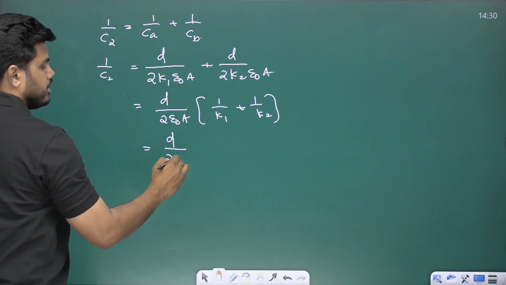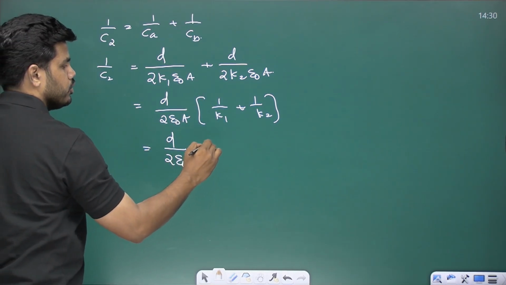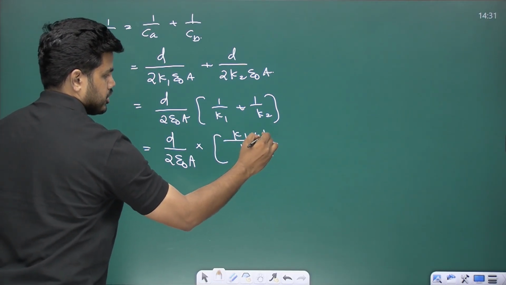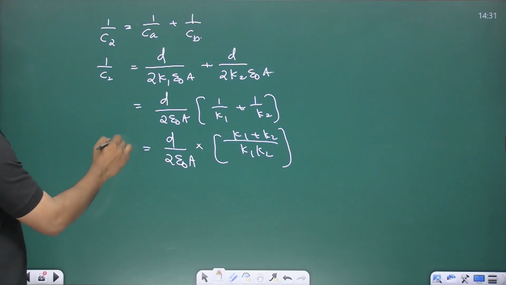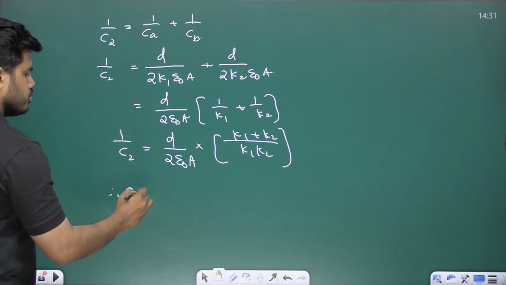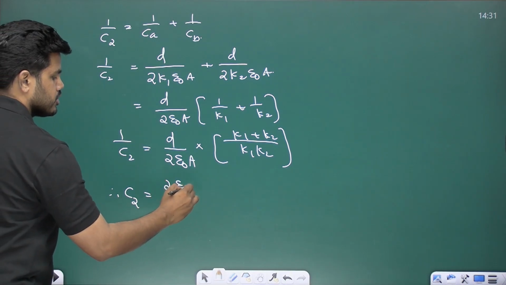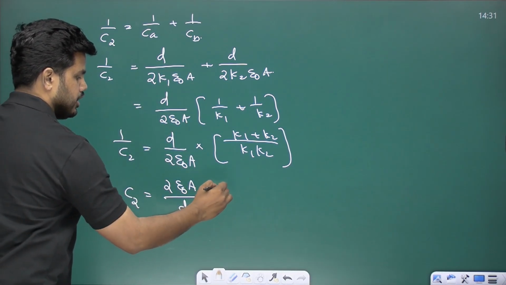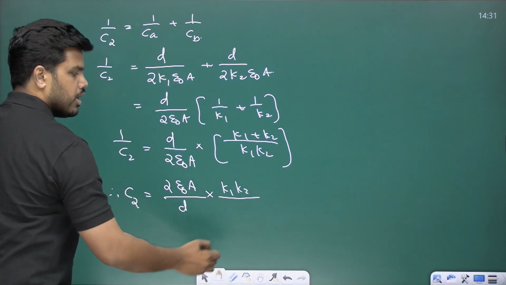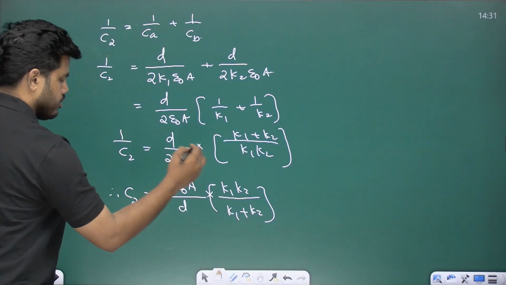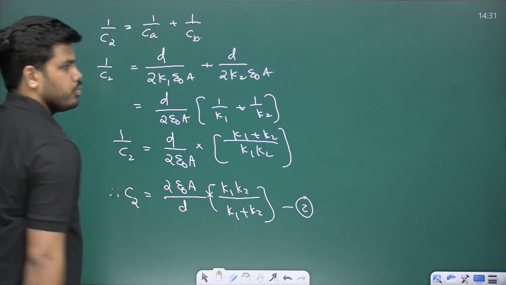So D divided by 2 epsilon 0 A into K1 K2, K1 plus K2 here, right? But that is 1 by C2. So what is C2? C2 is equal to 2 epsilon 0 A divided by D, reciprocal, right, of this equation, into K1 K2 divided by K1 plus K2. So this is your equation number 2, which is C2, correct?